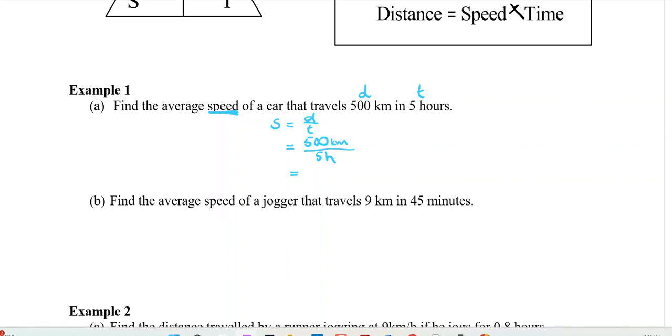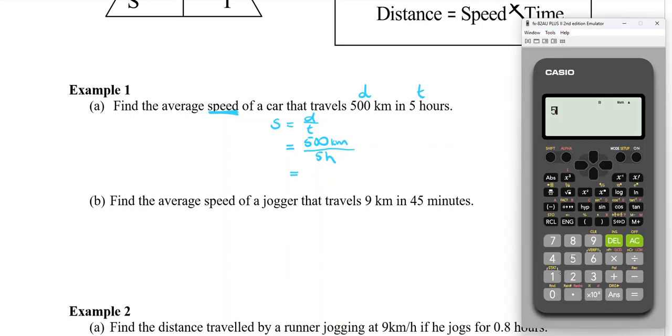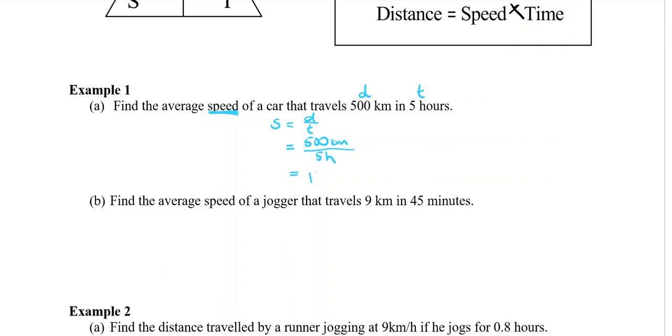And we've done questions like this before. To calculate that, we divide the numbers. So 500 over 5 is 100. And then the units are there on my fraction as well. So kilometers are on top, so it's kilometers per hour. The speed is 100 kilometers per hour.